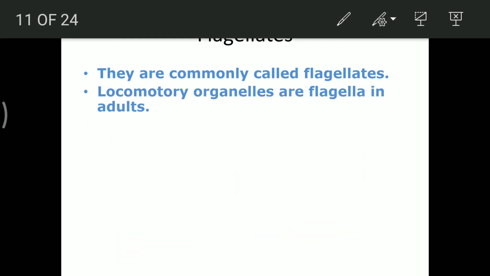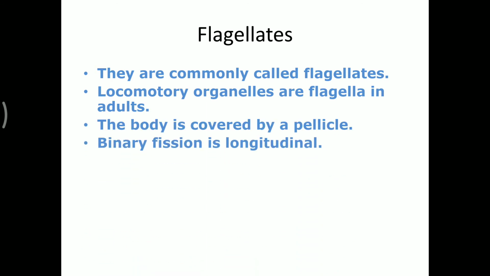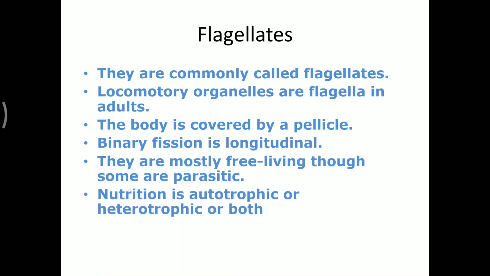Flagellates are the next category, and they are commonly called flagellates. Locomotory organelle is the flagella in the adults. The body is covered by a thick pellicle. Binary fission takes place longitudinally. Some of them are free living, though parasitic types are also available. Nutrition is autotrophic or heterotrophic, or maybe both types. Examples are Giardia and Leishmania.